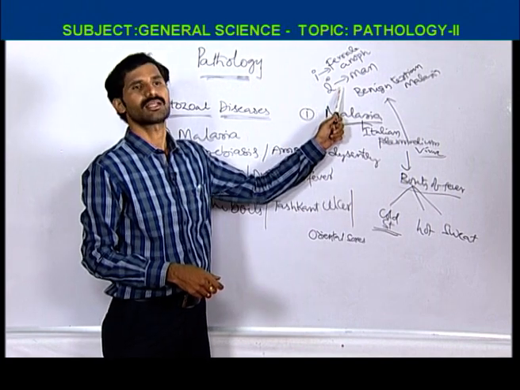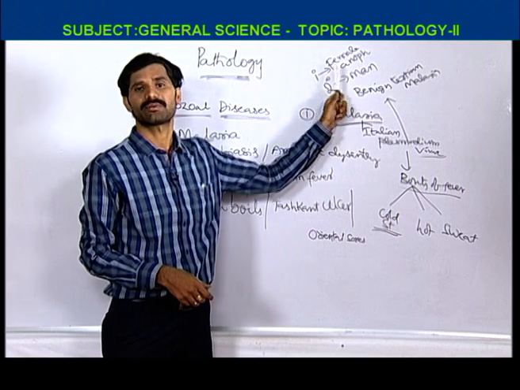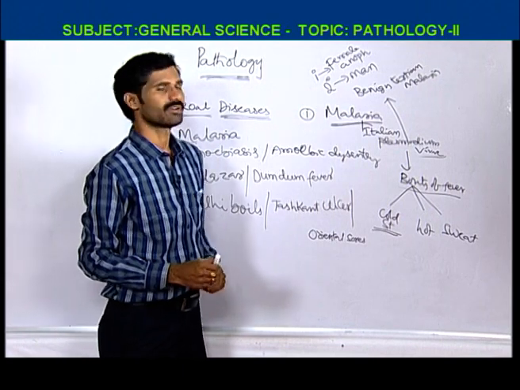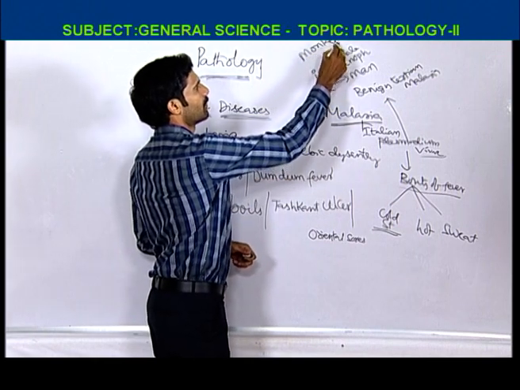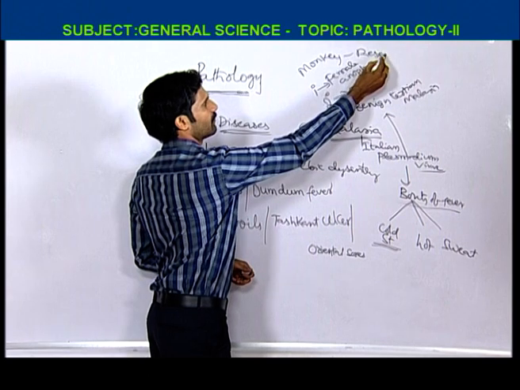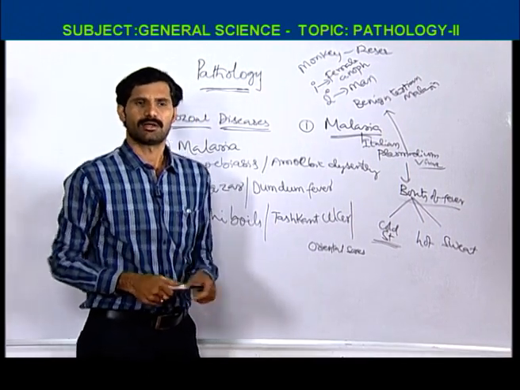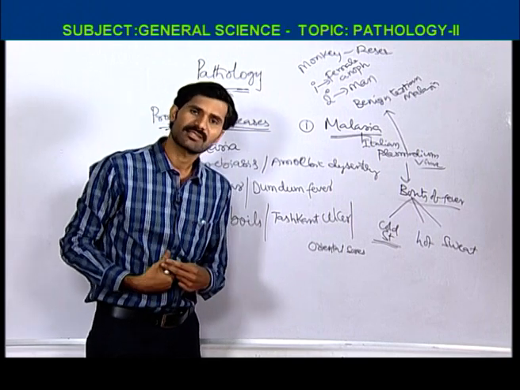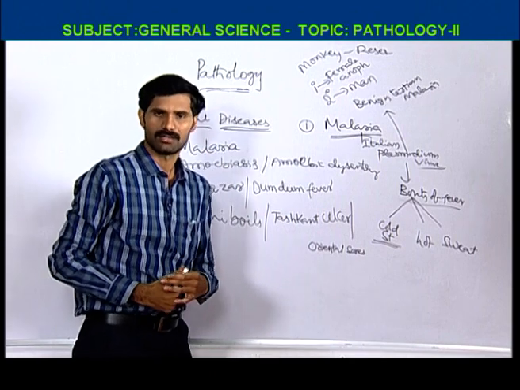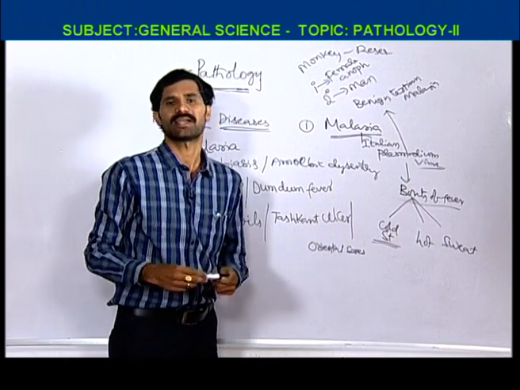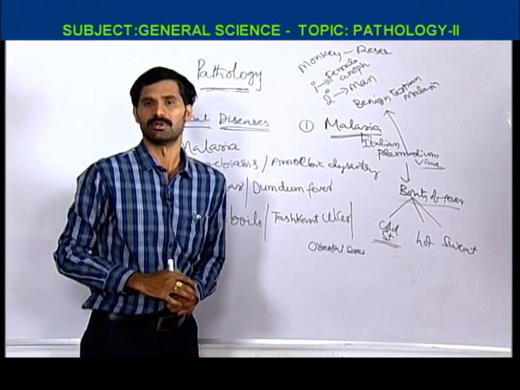So the man is the secondary host for Plasmodium vivax, and female Anopheles mosquito is the primary host for Plasmodium vivax. And monkey is the reservoir host for Plasmodium vivax. What is meant by reservoir host? The host in which parasite takes rest until the main host is available, or the host in which parasite takes rest whenever main host is not available.